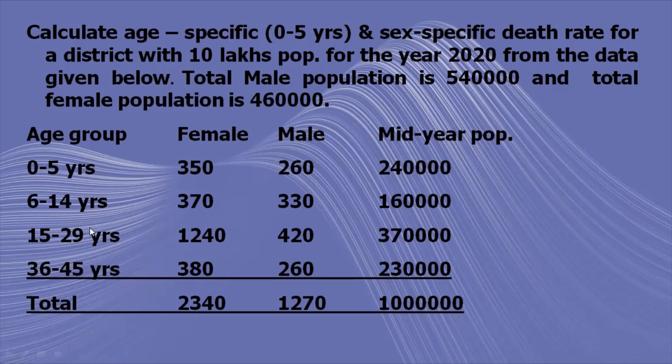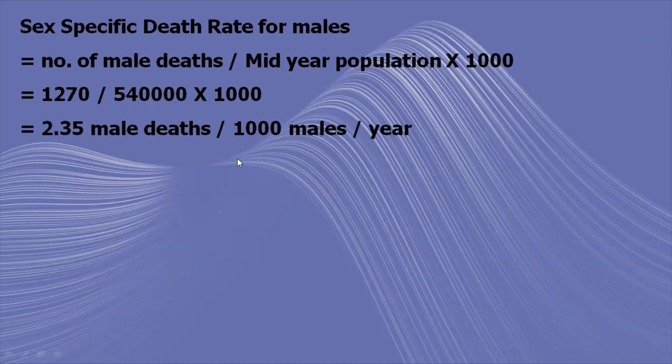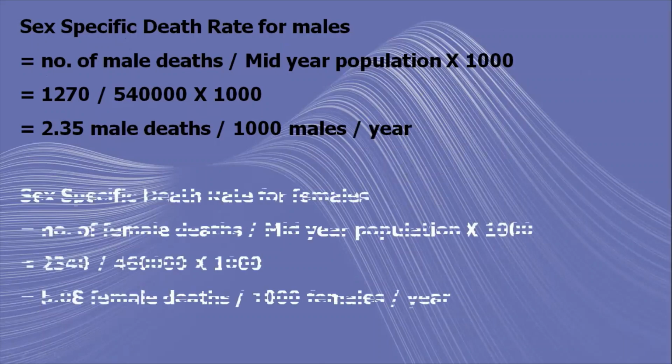asked. Here different age groups are given, how many deaths are there in males and females, and these are the total female deaths, these are the total male deaths, and these are the mid-year population of a specific age group. In this question, they have asked us to calculate the sex-specific death rate for males. The number of male deaths by mid-year population into 1,000. So 1270 is the total male deaths divided by 5,40,000 into 1,000. So 2.53 male deaths per 1,000 males per year. This is the sex-specific death rate for males.